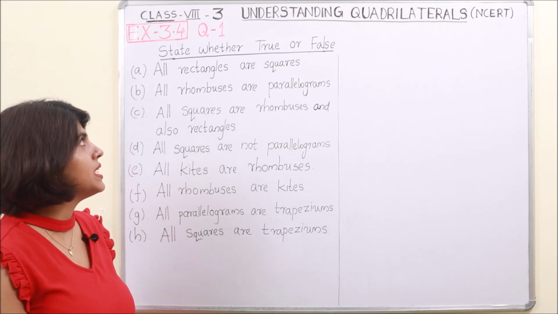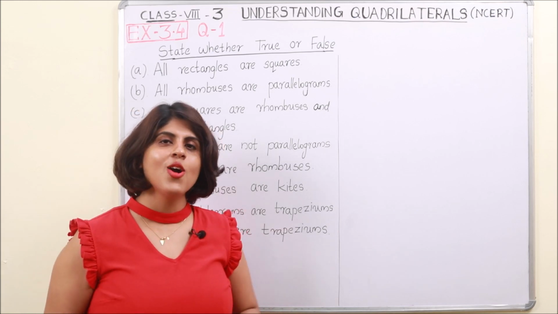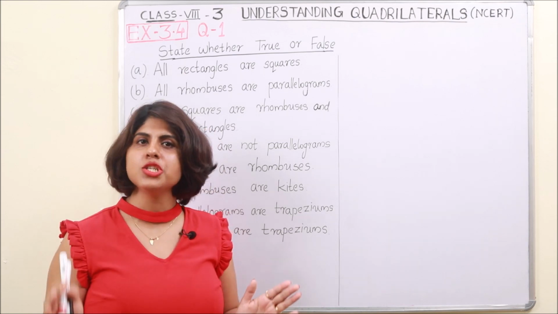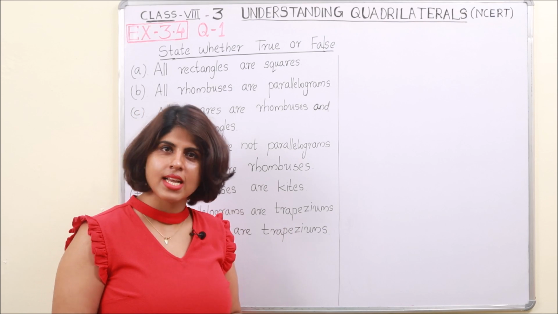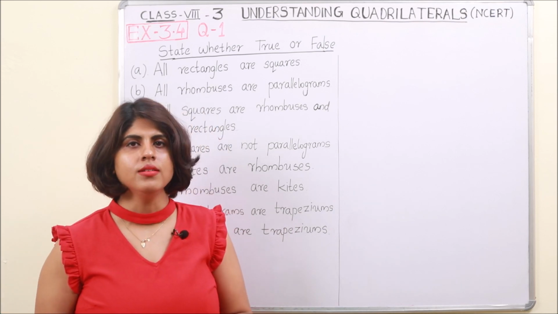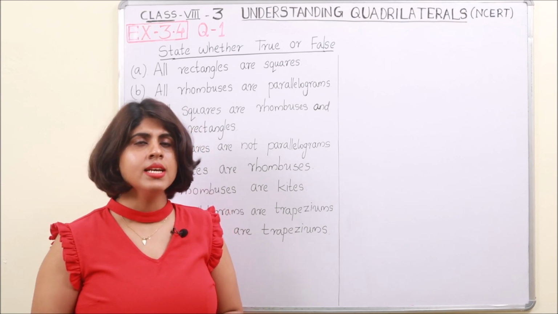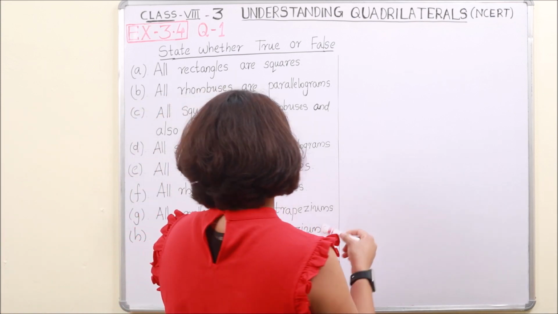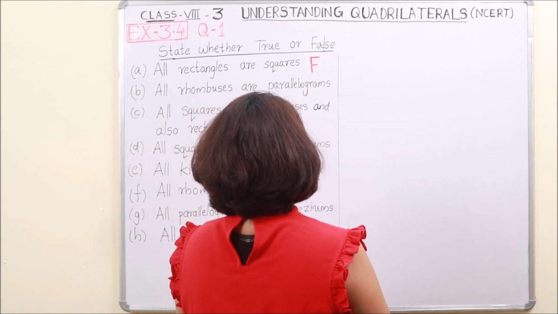The first statement is all rectangles are squares. In a rectangle, opposite sides are equal and parallel. But in a square, all the sides should be equal. So we can say all rectangles are not squares. But a rectangle becomes a square only when all the sides are equal. So the statement is false.